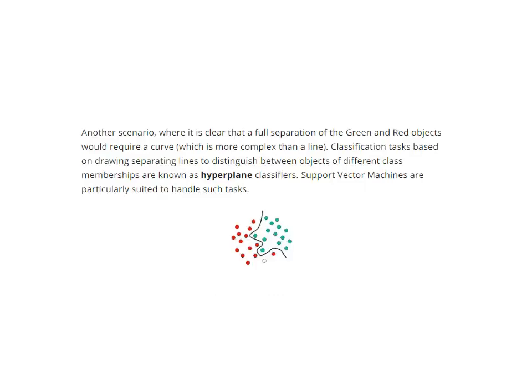Here is another scenario where it is clear that a full separation of the green and the red objects will require a curve, which is more complex than a line. Classification tasks based on drawing separating lines to distinguish between objects of different class memberships are known as hyperplane classifiers. Support vector machines are particularly suited to handle such tasks.